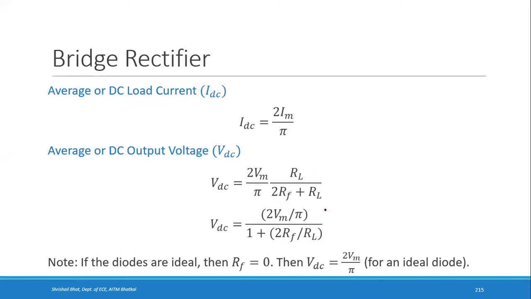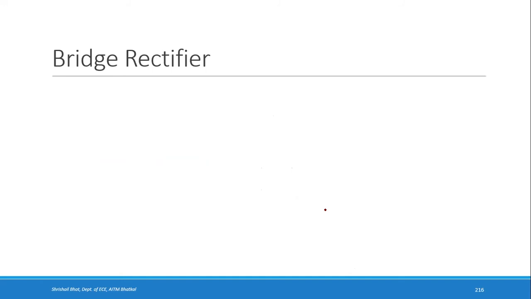And again, in case of an ideal diode, RF is 0, so VDC is 2 Vm by pi. There is no change because RF is 0 there. So whether it is RF or 2 RF, in an ideal diode, we will not be considering that. So it's just 2 Vm by pi. Then RMS or AC value of load current, it is Im by root 2. That remains the same. But Im, when you consider, it should be Vm divided by 2 RF plus RL.